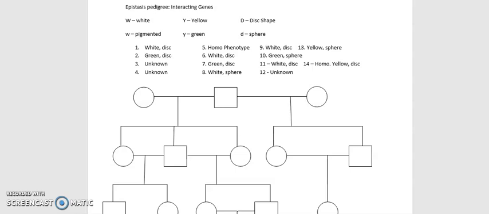Okay, your assignment for today is to work with an epistasis pedigree. We just learned what epistasis is, and we're now going to apply that to an actual scenario. We have three genes, the W, the Y, and the D gene. W and the Y are epistatic to each other. That means that one impacts the other.